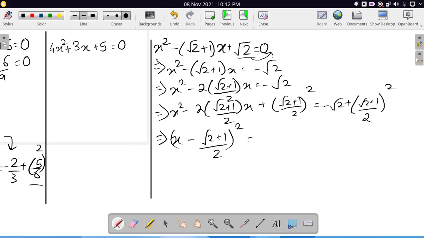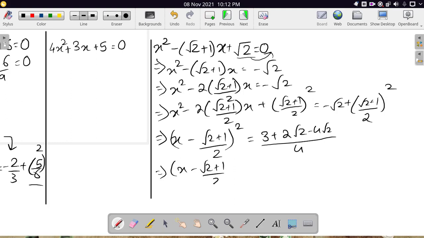Simple, a minus b whole square. And if you evaluate the entire thing on the right hand side, you will get 3 plus 2 root 2 minus 4 root 2 by 4, that is what is coming on the right hand side. And this is equal to x minus (root 2 plus 1) by 2 whole square, and this is (3 minus 2 root 2) by 4.